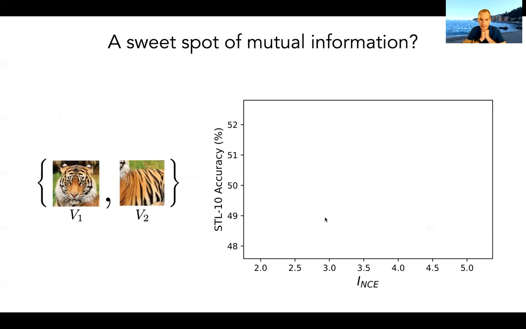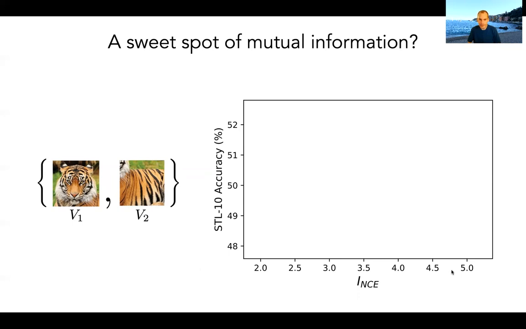Okay, so in this paper, we wanted to ask what happens when we change our selection of views. What are the best views that will lead to the best representations? So I'm going to show one of the experiments that we did here. We constructed views, which are crops of an image, and we varied the viewing conditions to be crops at different spatial offsets: two overlapping patches or two far apart patches. As we increase the spatial distance between the patches, the mutual information between the two views will go down.